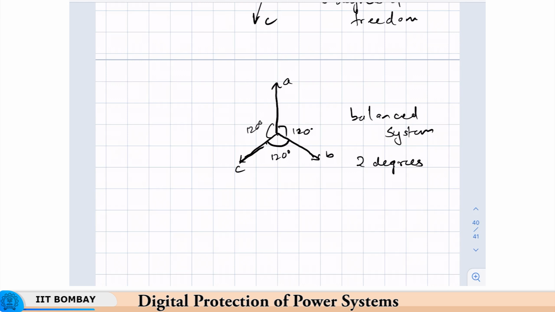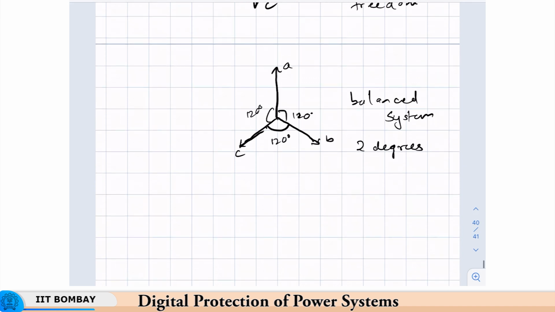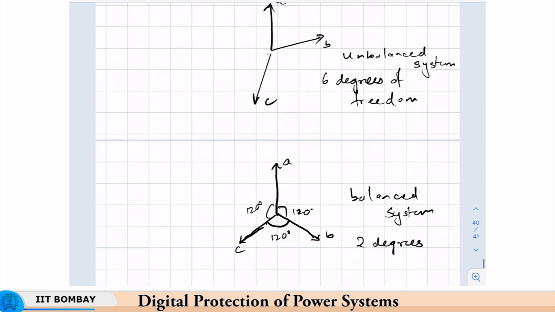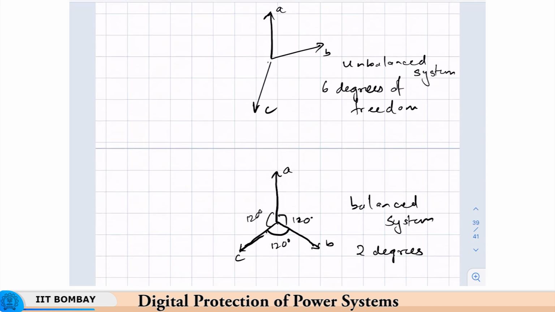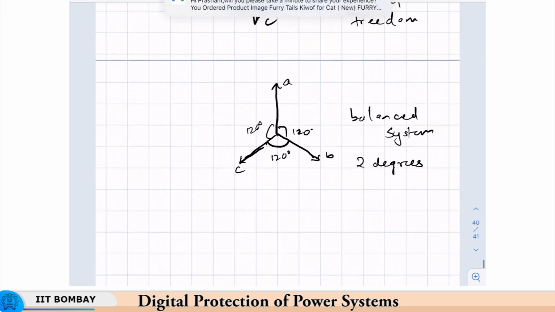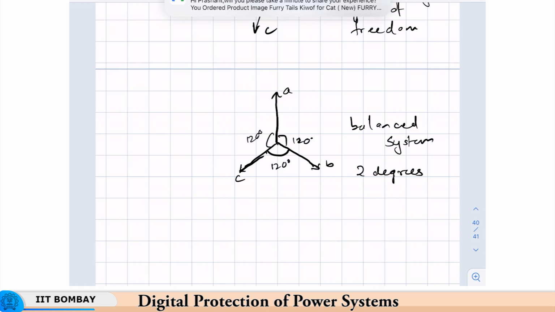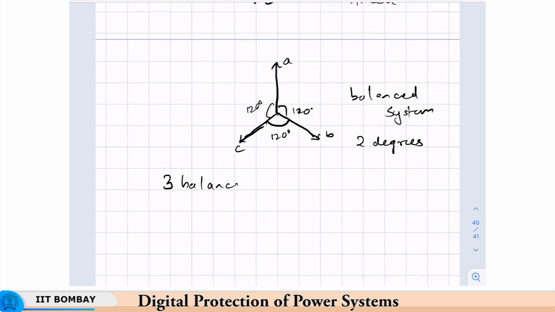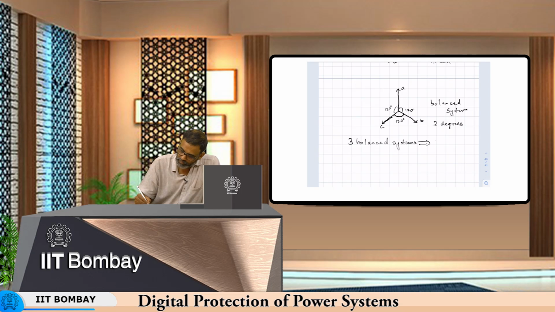Okay. So the brilliant intuition of Fortescue was that a system like this, a 3-phase unbalanced system with 6 degrees of freedom, can be replaced by 3 such systems with 2 degrees of freedom. What they are, we will see shortly, but we have 3 balanced systems which can make up a single unbalanced system.